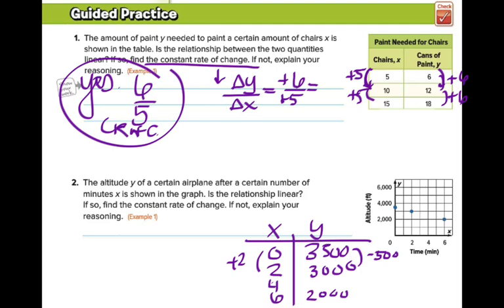So for my 4, let me pick a different color here. So for my 4, if my x's are increasing by 2 and my y's are decreasing by 500, for 4 it should be 2,500. And then my last one, if you take a look, this is pretty interesting. As my x increases by 2, my y decreases by 500.